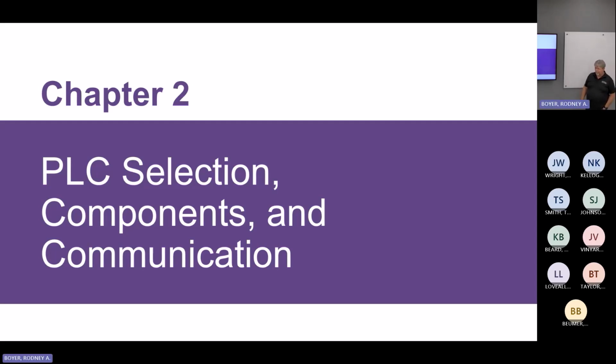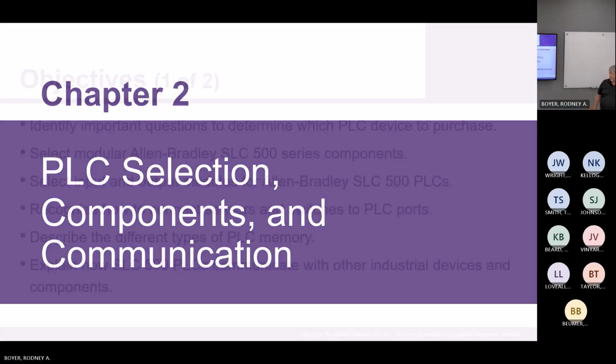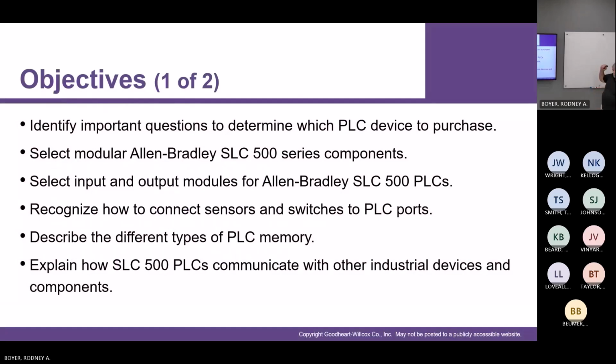PLC selection, components, and communication. Objectives: we're going to identify important questions to determine which PLC device to purchase, which technicians will not be you guys' problem.